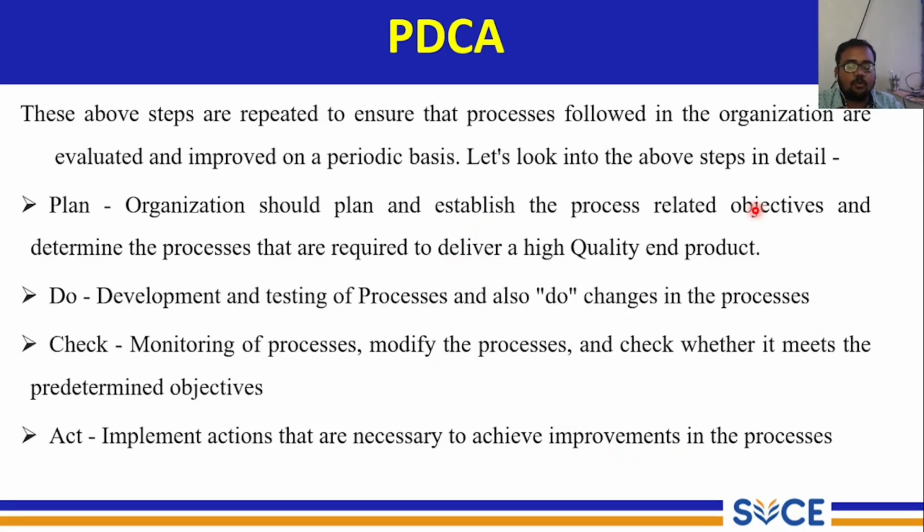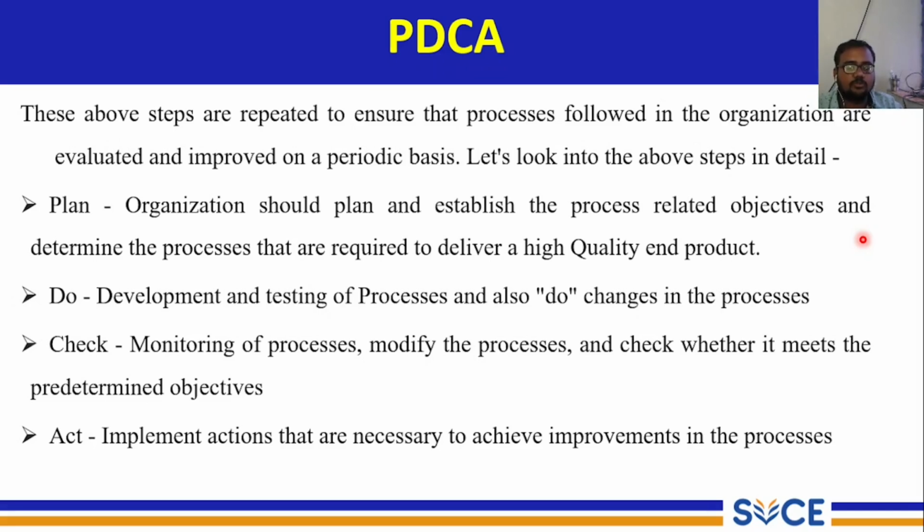Now we'll see each of these steps in a brief manner, because of course this is a very big topic, but for want of time and syllabus constraints, we are looking at only the brief concept of it. What does plan refer to? First, the organization should plan and establish the process-related objectives and determine the processes that are required to deliver a high quality end product. So the steps you take, the objectives you are framing, and the policies you are making start with your planning.